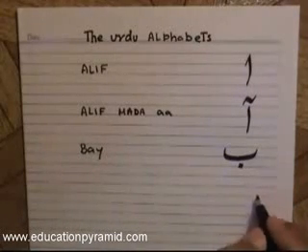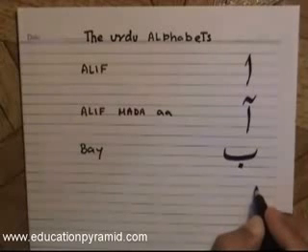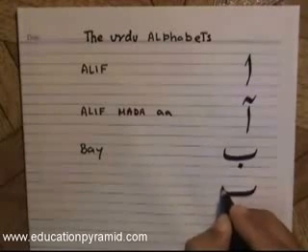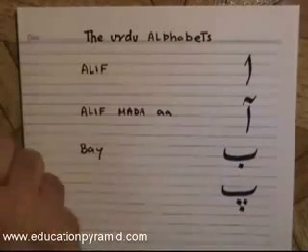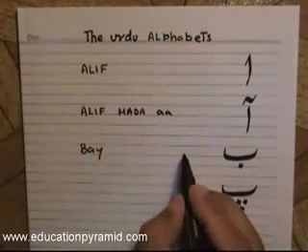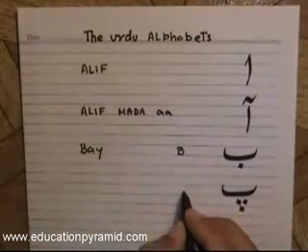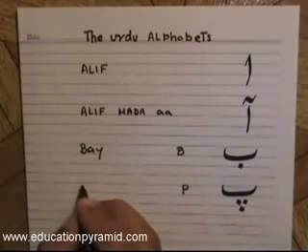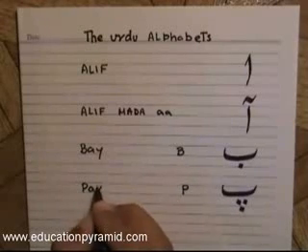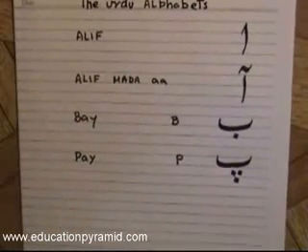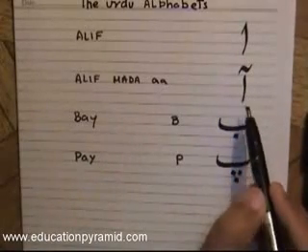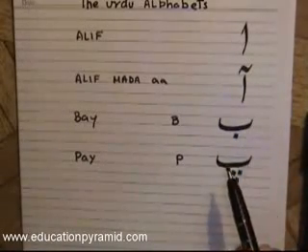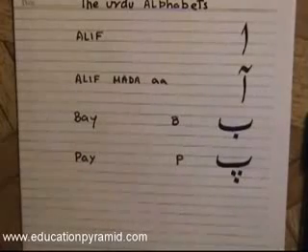Then we have pay, the P sound. Here we have B sound and here we have P sound. So alif, alif madda a, be and pay.